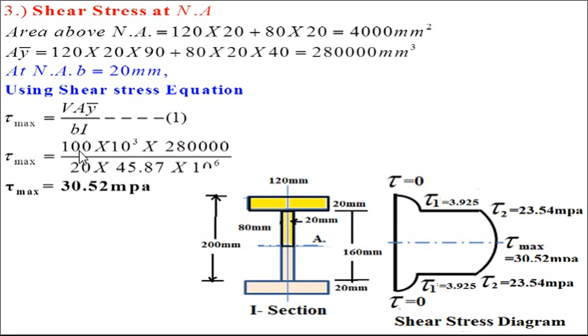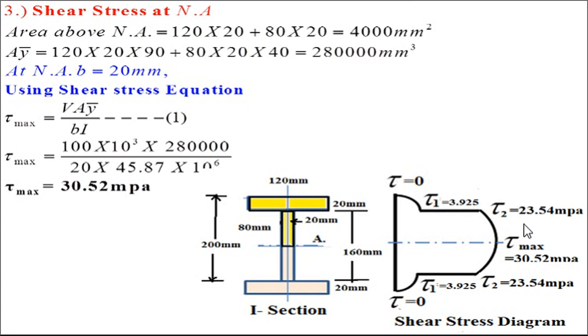Okay, so put all these values in the shear stress equation. So here V is the shear force, 100 into 10 to power 3. Ay bar means this particular term. b is 20 and I is the same, 45.87. We will get 30.52 MPa. This is the maximum. MPa means what? Newton per mm square. So tau max will be equal to 30.52 MPa, and that value will be present at the neutral axis. This is tau max, 30.52. So this is the maximum value among all the shear stress values.